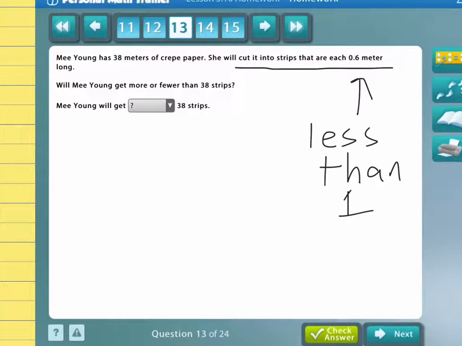If Mi Young had 38 meters of crepe paper, she'll cut them into strips that are less than 1 whole, or 0.6 meters. Will she get more strips or less strips? Well, if she's cutting into 1 meter strips, she's going to get 38. So if she's cutting into strips that are less than 1, you're going to get more than 38. So Mi Young will get more than 38 strips.